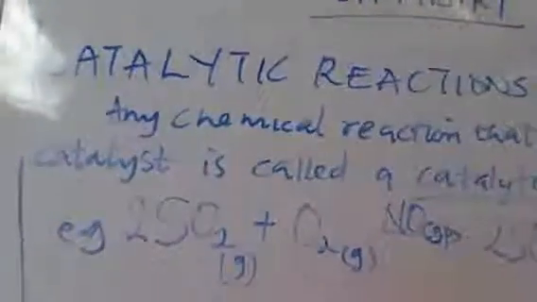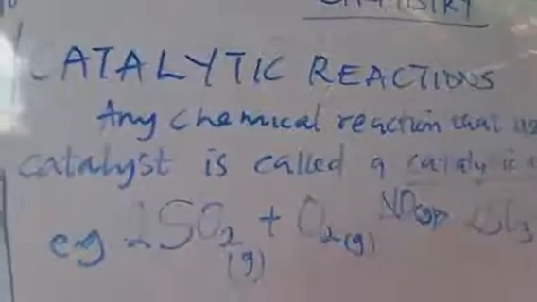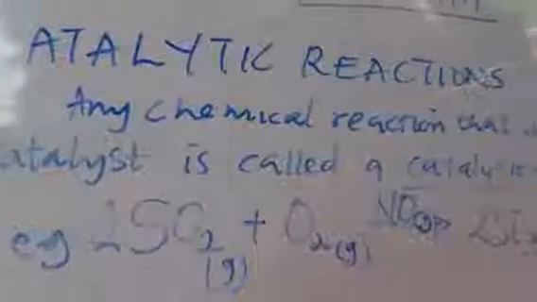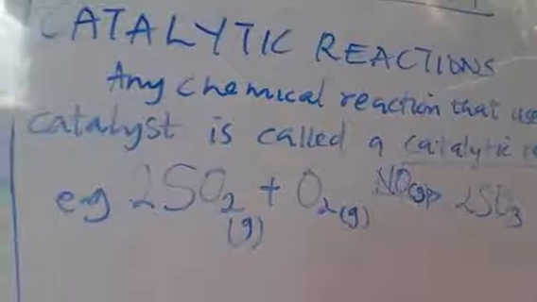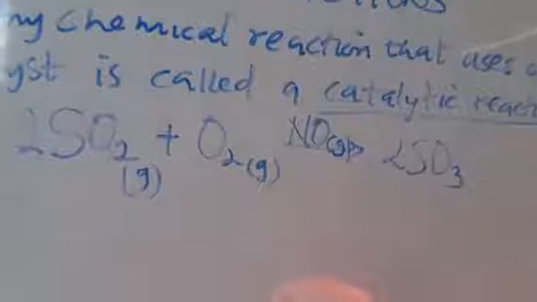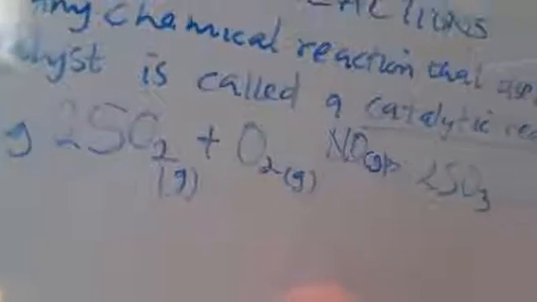Next one we have is catalytic reaction. Any chemical reaction that uses a catalyst is called a catalytic reaction. An example is the oxidation of sulfur 4 oxide. This reaction uses nitrogen 2 oxide as a catalyst, and it occurs in a gaseous state.